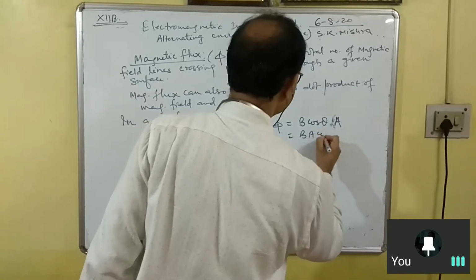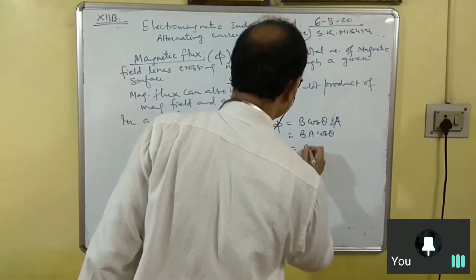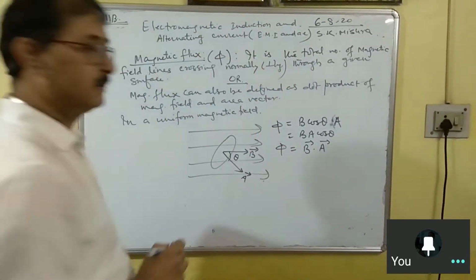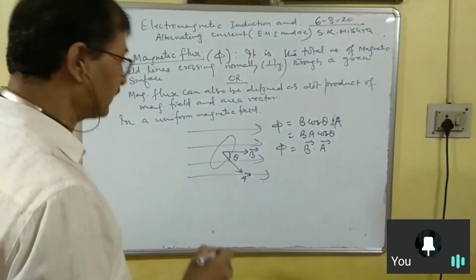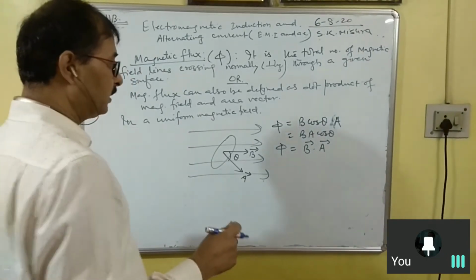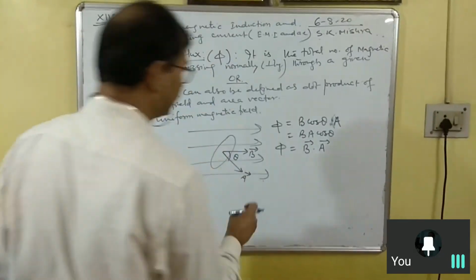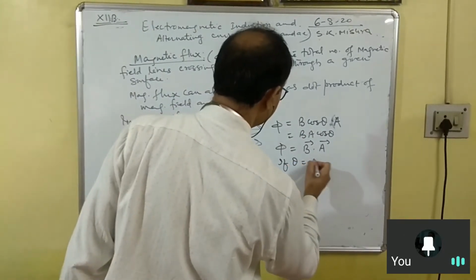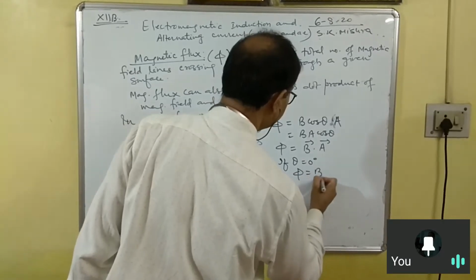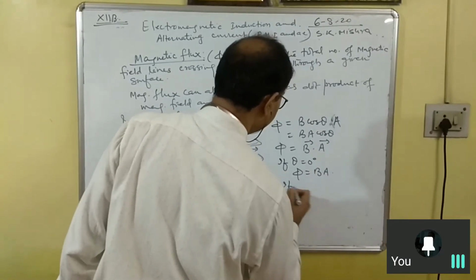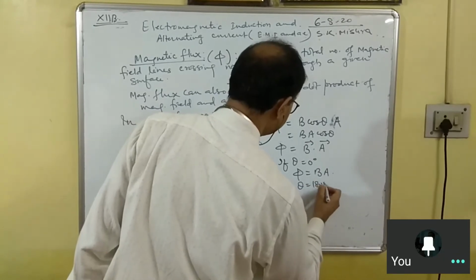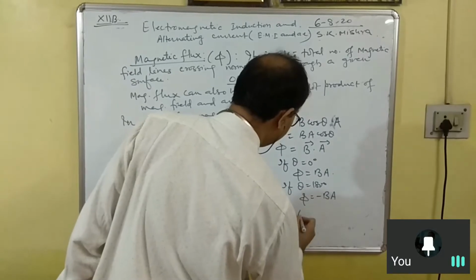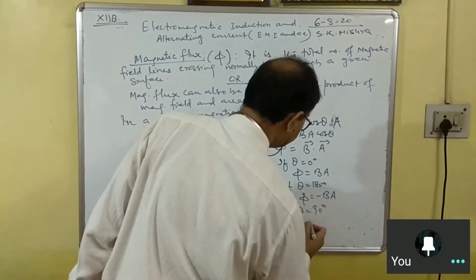also known as B dot A, dot product of magnetic field intensity and area vector. Magnetic flux phi is a scalar quantity, and before we write its unit, let us see the cases. If theta is 0 degree, flux is simply B into A. If theta is 180 degree, then flux is minus BA. And if theta is 90 degree, then flux is 0. No flux is there.